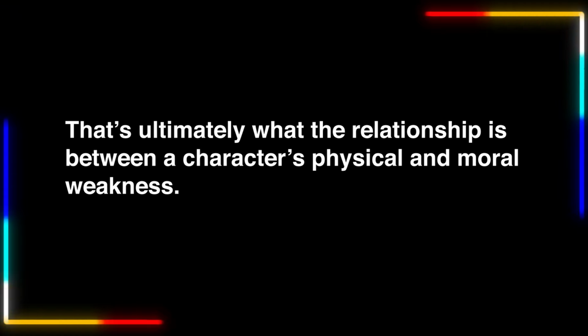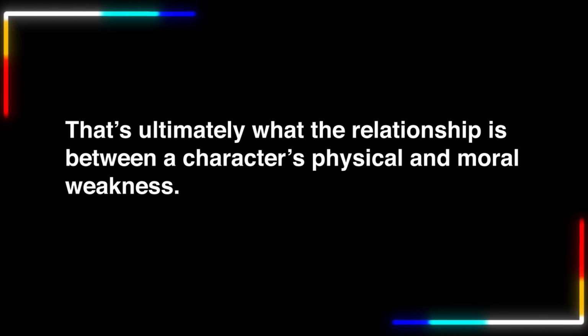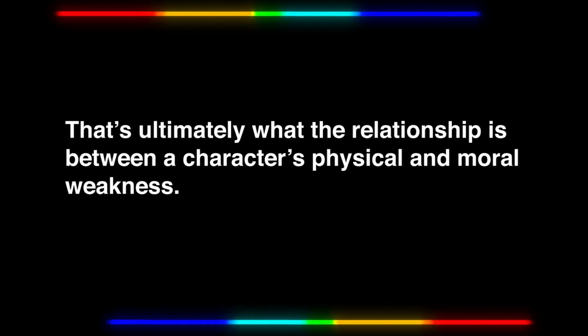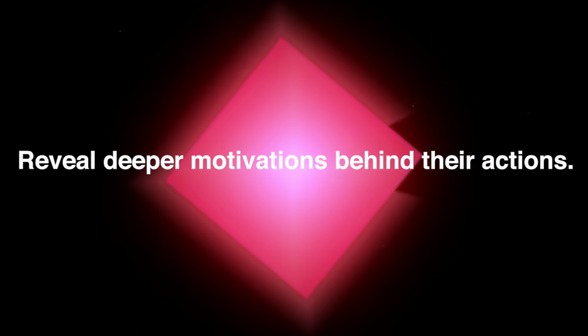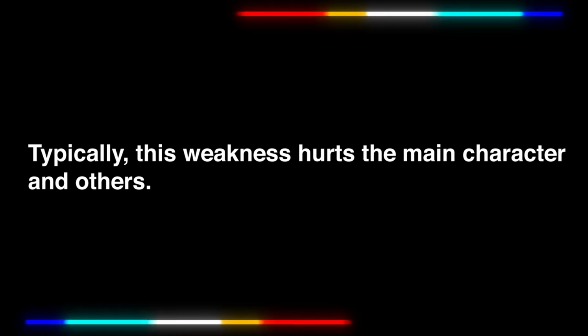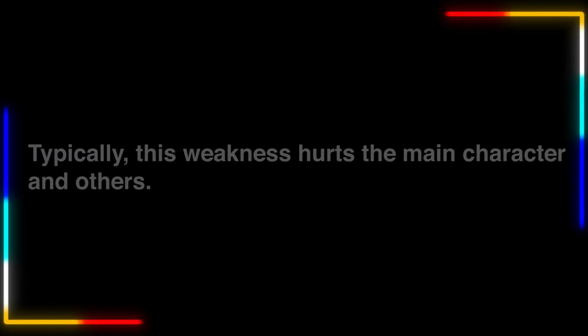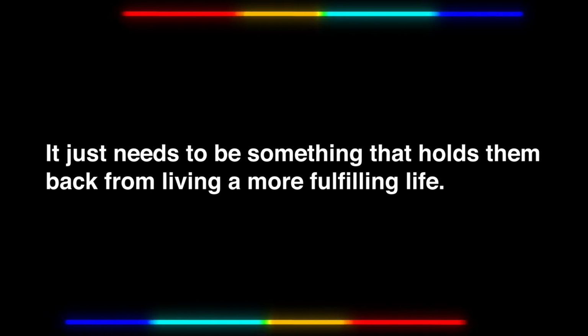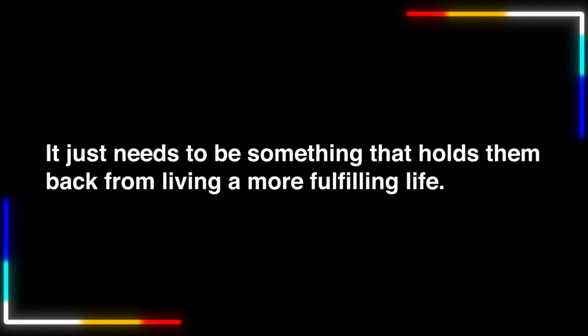That's ultimately what the relationship is between a character's physical and moral weakness. A physical weakness in a character is what writers use to reveal deeper motivations behind their actions, which again tie back to the central message. Typically, this weakness hurts the main character and others, but it doesn't have to. It just needs to be something that holds them back from living a more fulfilling life.